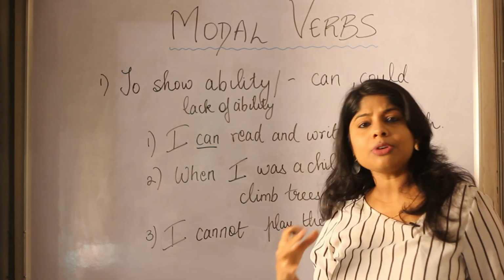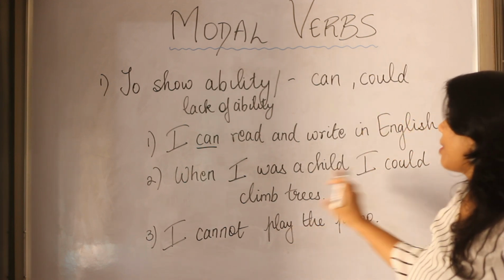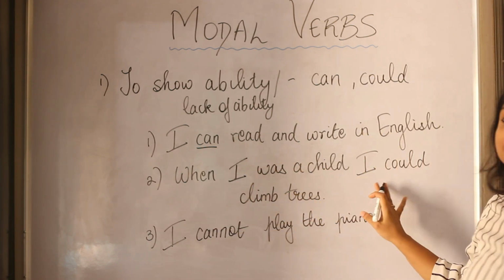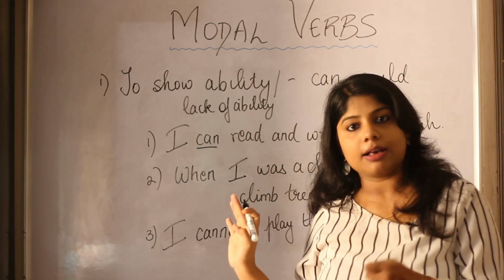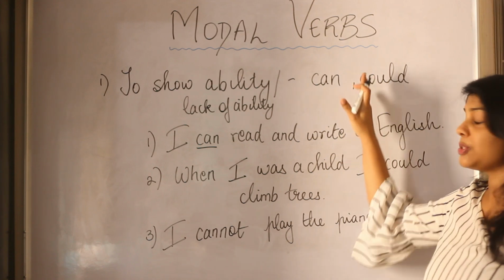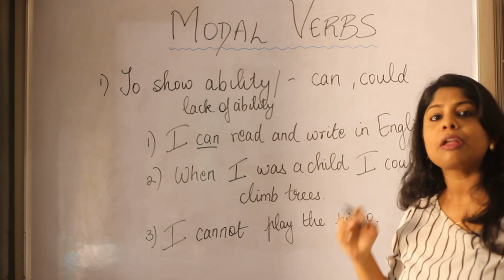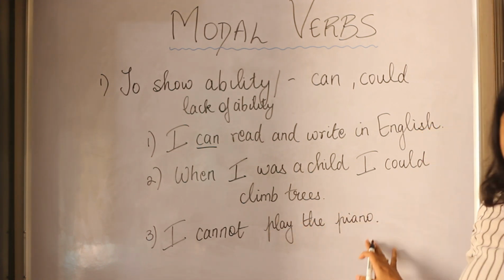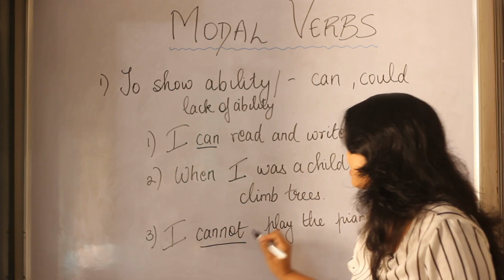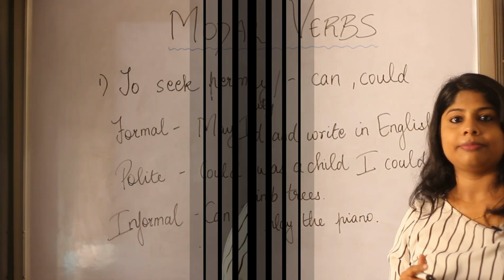Second, to show something that I was able to do in the past, I use could. When I was a child, I could climb trees. This was an ability that I had in the past. Now, just as these words show ability, it can also show a lack of ability. For example, I cannot play the piano. Here, cannot is used to show the lack of ability.